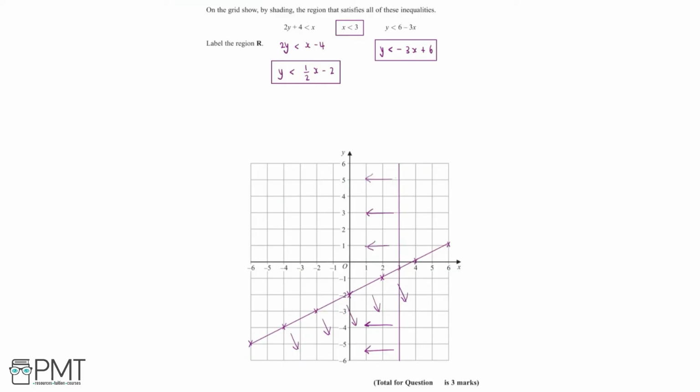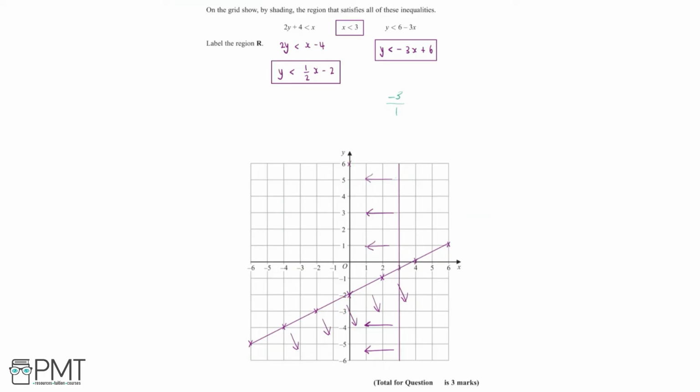Now the last line that we need to draw is the line y is less than minus 3x plus 6. We have a y-intercept of 6, and so we can mark the point on our graph where the y-coordinate is equal to 6. And so we've drawn this point over here. Now we can use our gradient in order to draw the rest of our line. This line has a gradient of minus 3. Minus 3 is equivalent to minus 3 over 1.